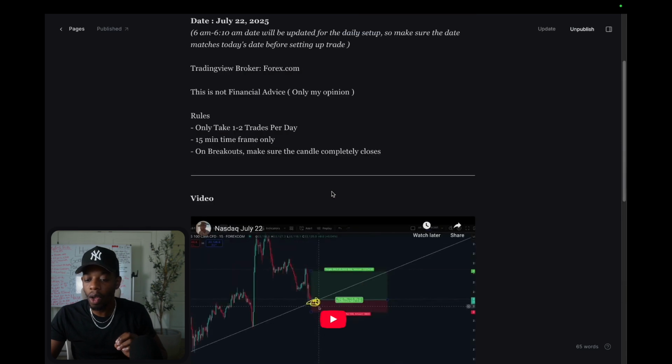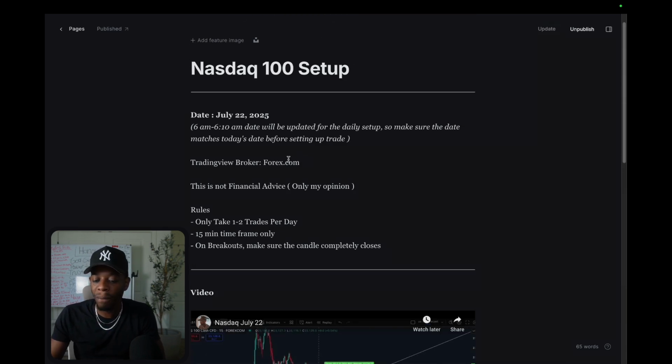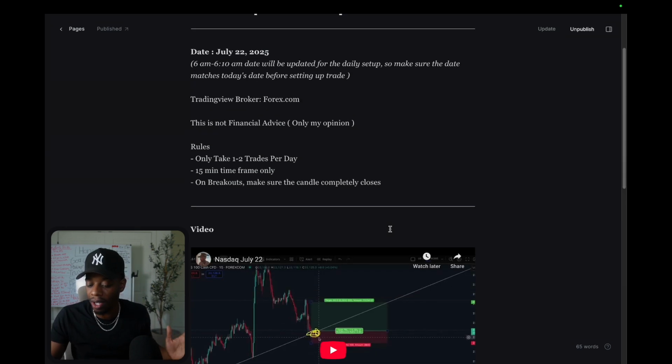So what we can see is we have the TradingView broker, Forex.com, just so we're always on the same page on TradingView. And the rules are only take 1 to 2 trades per day, 15-minute time frame only. So we do not move from the 15-minute time frame. On breakouts, make sure we see the candle completely closed. That's what we're looking for.